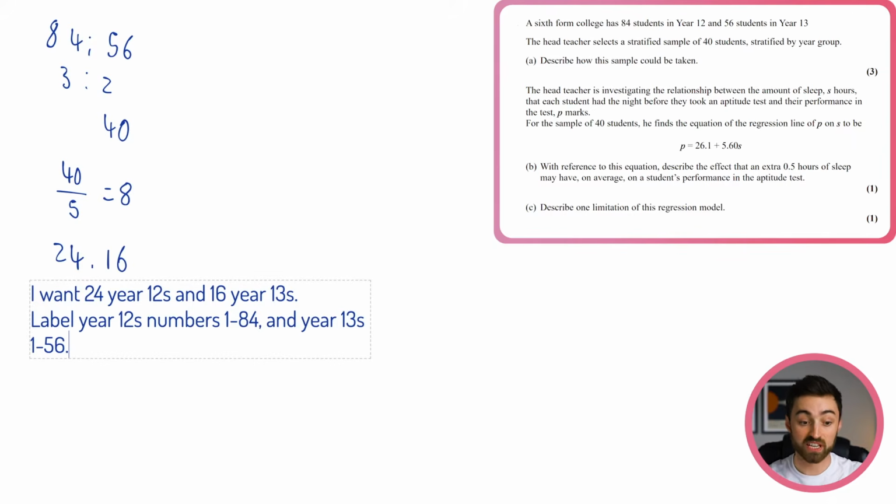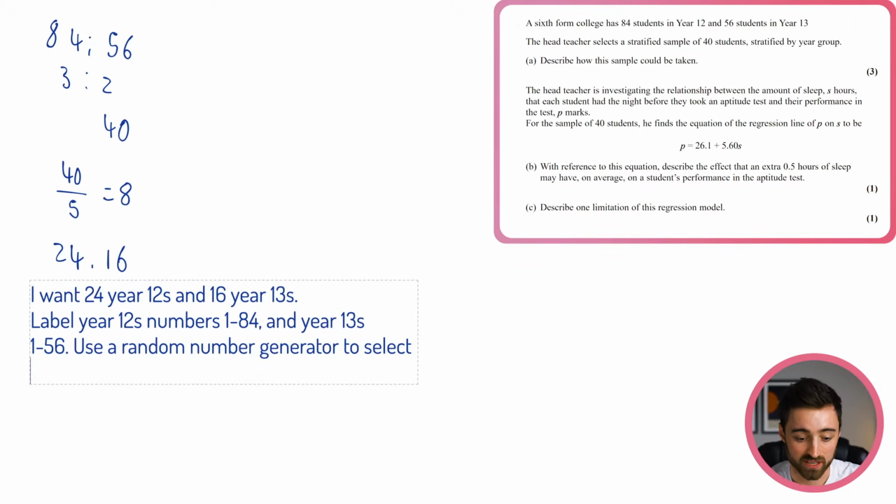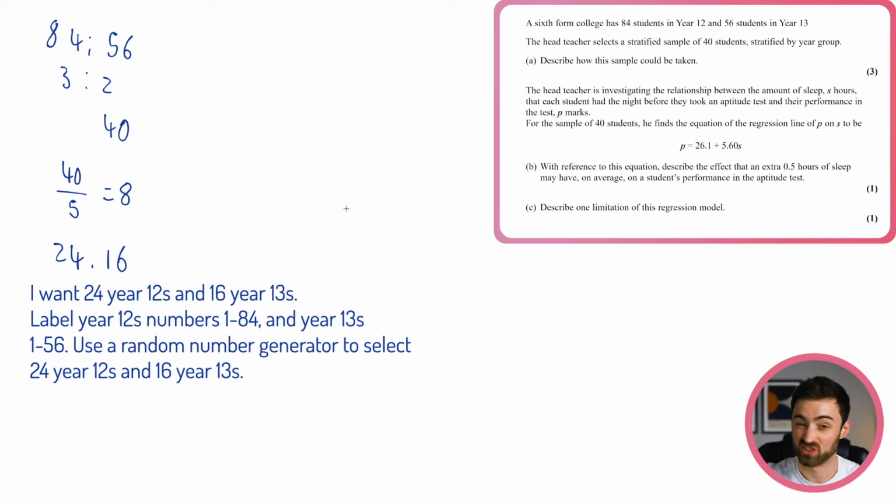Then for each of those, choose how many you want. We want 24 Year 12s, so we use the random number generator between 1 and 84, 24 times. Whoever's number has been called out is in the sample. Do the same for the Year 13s, 16 times. Then you're sure to have 24 random Year 12s and 16 random Year 13s, using a random number generator. I think that should do the job.